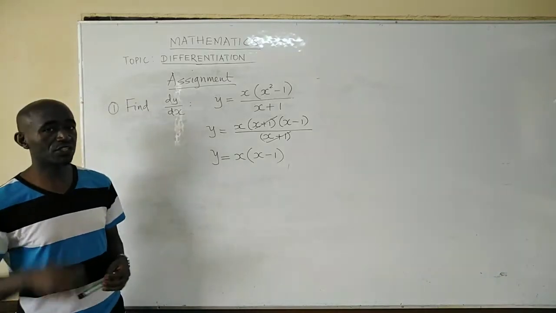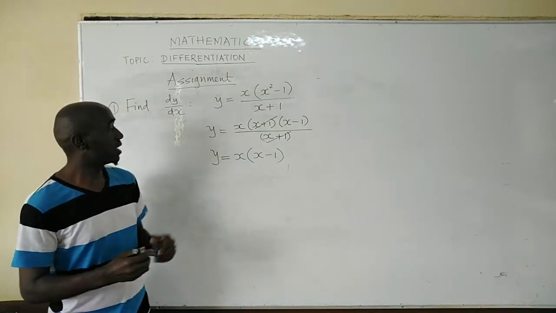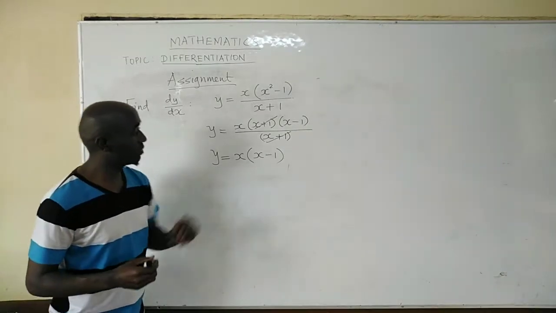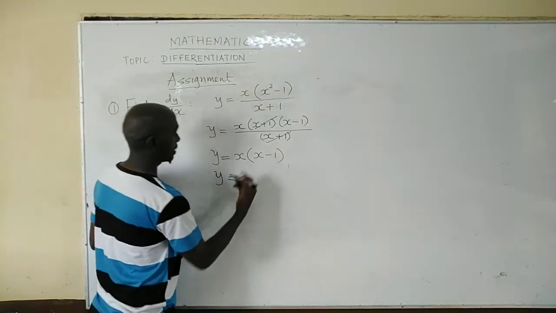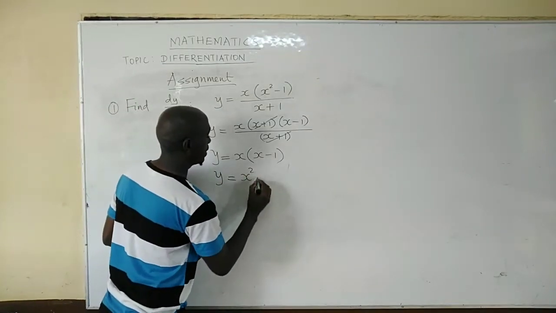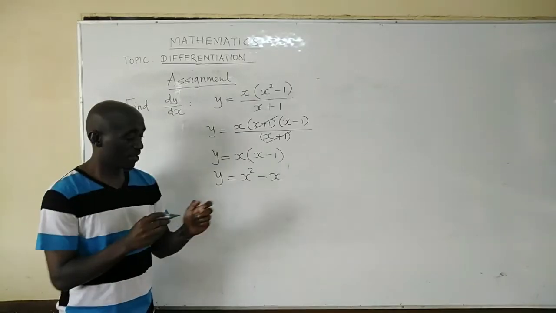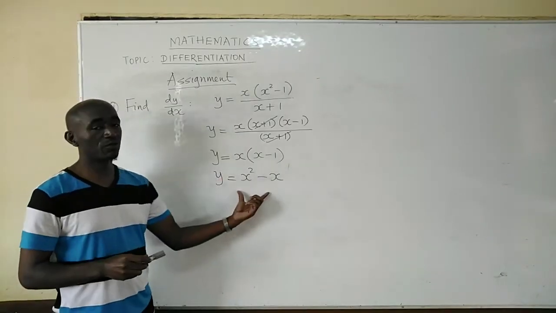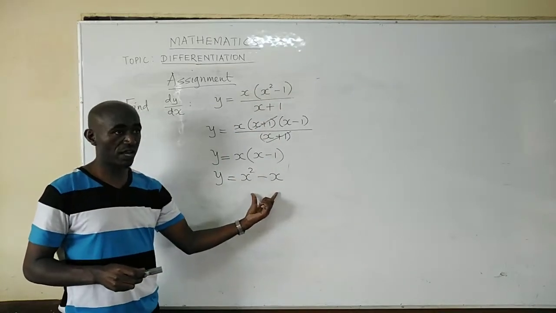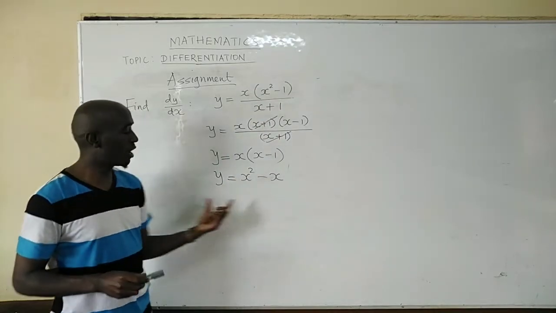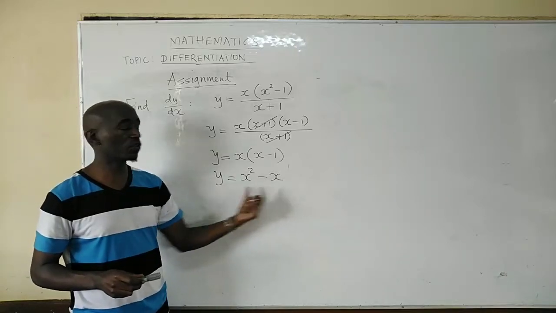I remember in that lesson I said brackets must be removed before you do differentiation. So we can now remove brackets here simply by multiplying x by x, that is x squared, then minus x times 1, which is x. So we have now that expression without brackets. So remember, the whole of this has been simplified to this. So now we can differentiate this.